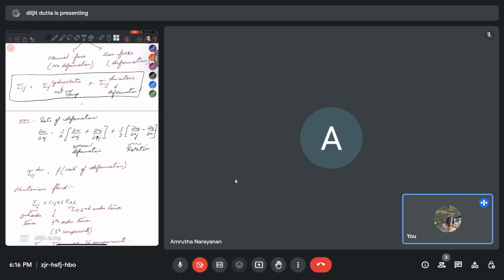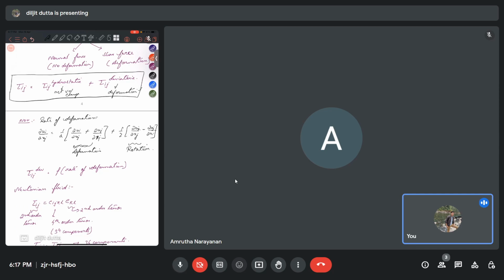So I was talking about rate of deformation. How do we define rate of deformation? It is del u_i by del x_j. Here u_i corresponds to the velocity in the x direction, or i direction, and x_j corresponds to the rate of change in the y direction. So you can change i and j correspondingly for the different x, y and z directions.